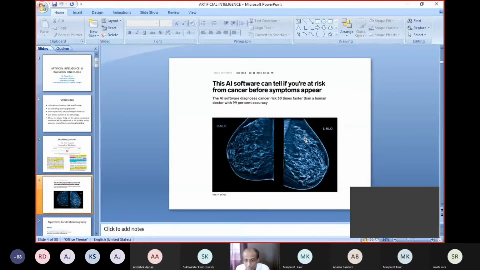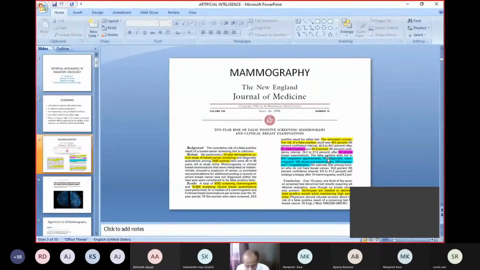So on mammography, radiologically, if we say somebody has cancer, many times when we take a biopsy, we don't see a cancer cell in that. So mammography gives a false positive result. For that, what is the standard guideline? After the age of 40 years, every year an annual mammogram has to be done for ladies to screen for breast cancer.